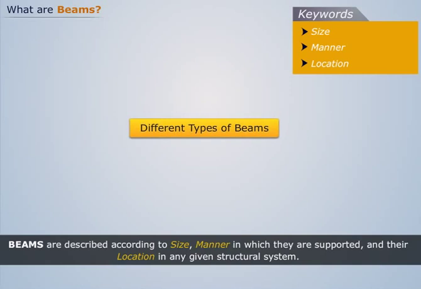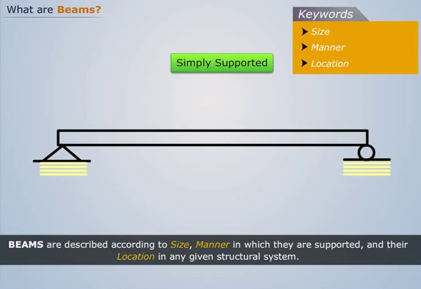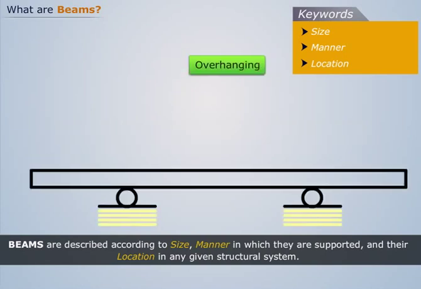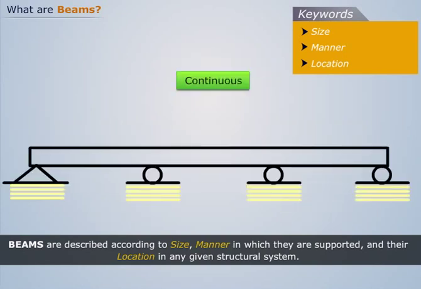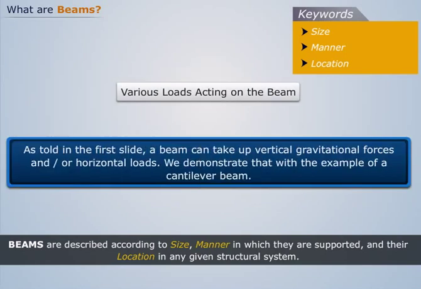Following are the different types of beams: cantilever, simply supported, overhanging, continuous, fixed-ended. As told in the first slide, a beam can take up vertical gravitational forces and/or horizontal loads. We demonstrate that with the example of a cantilever beam.